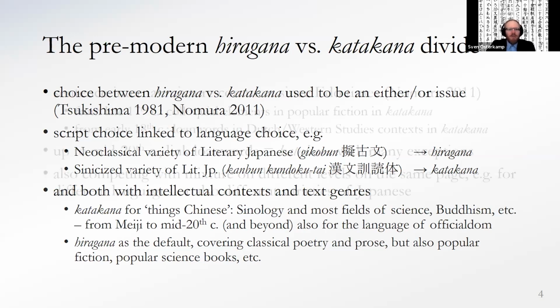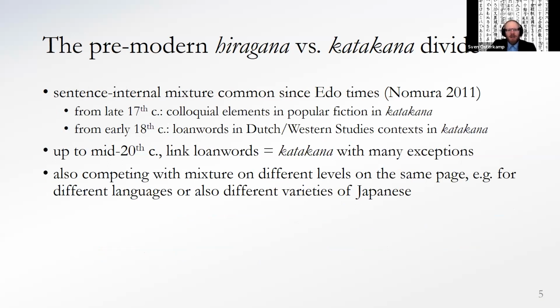While the realms of hiragana and katakana had long been separate, it has been pointed out that sentence internal mixture of the two kinds of kana became more common since Edo times. So from the late 17th century onwards, for instance, we see colloquial elements in popular fiction being written in katakana, although the text would otherwise be in hiragana.